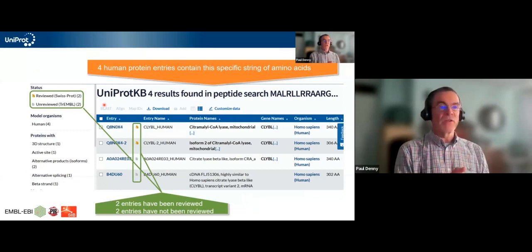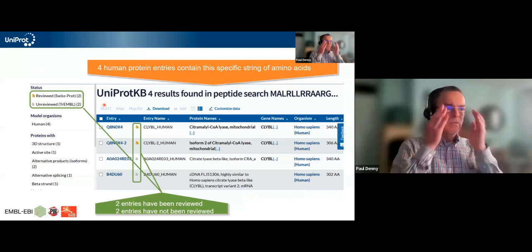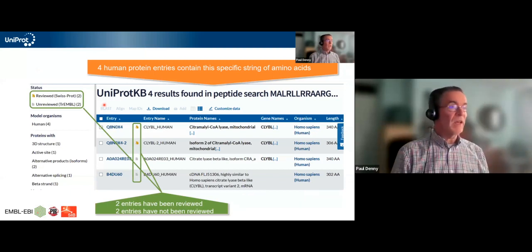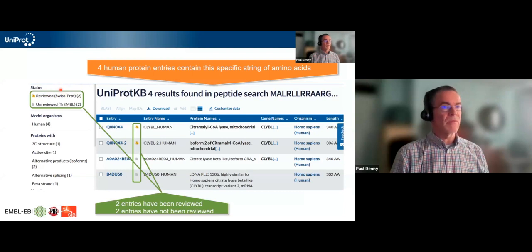So obviously this is the kind of data that you might have from a proteomics experiment. And what we've highlighted here is that there are actually 4 entries which match this peptide. 2 of them are reviewed and 2 of them are unreviewed. And they're all in human, as we've restricted it to human only.